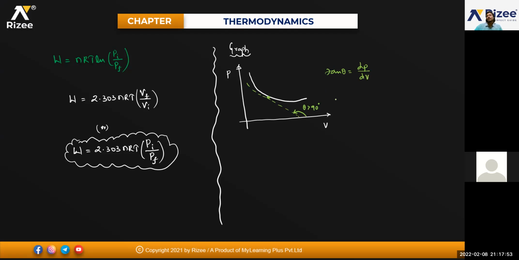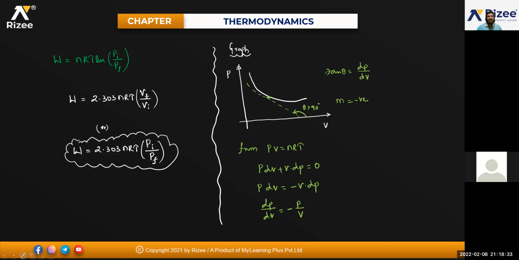So slope will be negative, beta. m will be negative. So if I'm writing dP by dV, from the ideal gas equation PV is equal to nRT, if I differentiate this using the uv rule, P dV plus V dP will be equal to 0. So I can write P dV will be equal to minus V dP. So dP divided by dV will be equal to minus P by V.